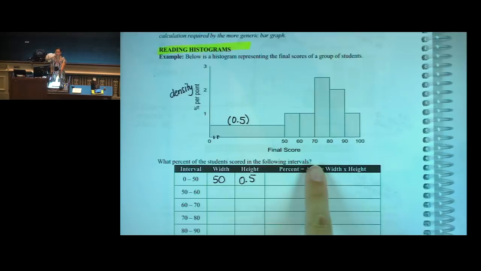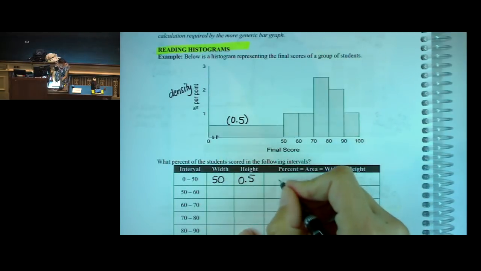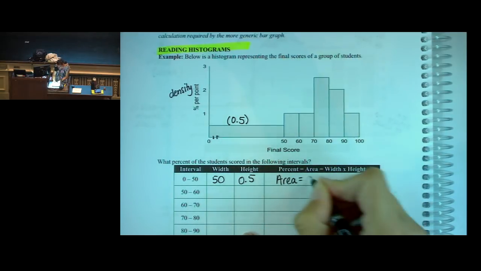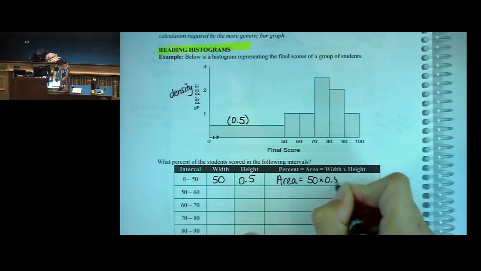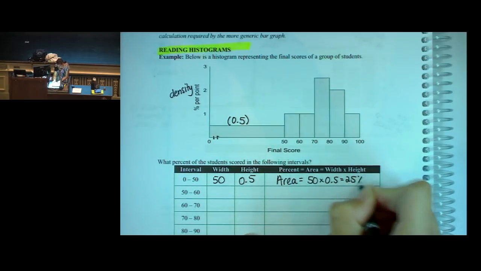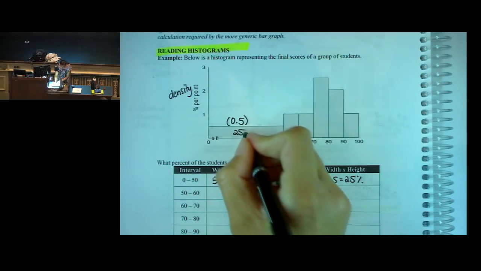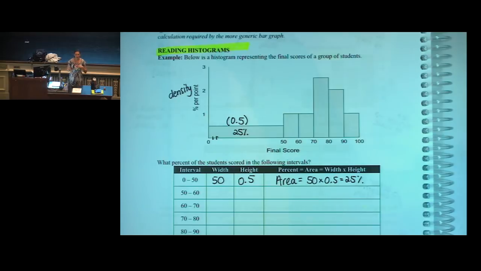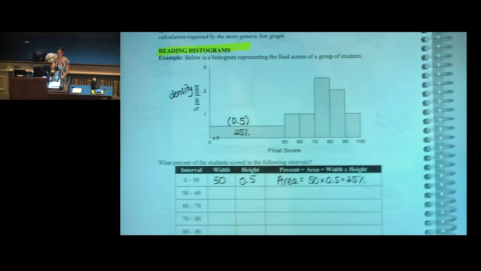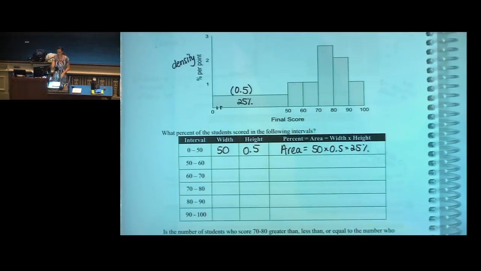So to get the area, they're saying the percentage is just the area, which for a rectangle is just width times height. So the area is 50 times 0.5, which is 25%. A lot of times you'll also see the percentage written inside the block, but that just means 25% of students got between a 0 and a 50 on the final. Okay? And then go ahead and fill in the rest of these. I'll let you guys do this on your own. Fill in the rest of them for the other intervals.